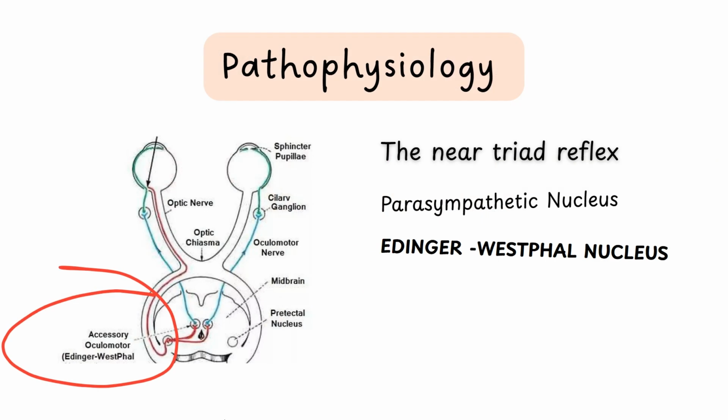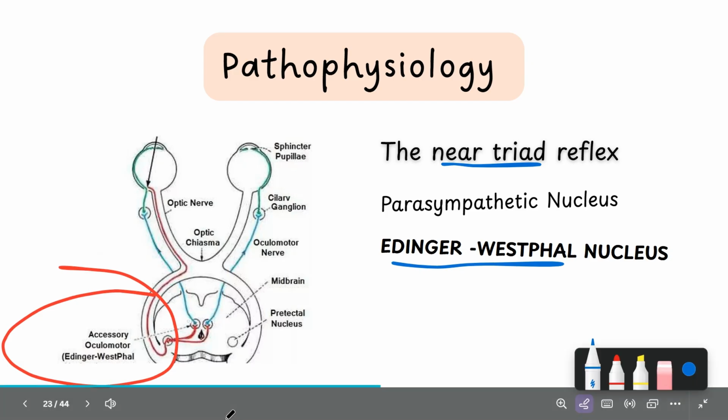What really happens which overdrives our ciliary muscle? To understand this, we have to understand the near triad reflex and its center. The parasympathetic nucleus, which is responsible for accommodation and for the near triad reflex, is the Edinger-Westphal nucleus, which is located in the midbrain. The Edinger-Westphal nucleus basically sends impulses via the oculomotor nerve.